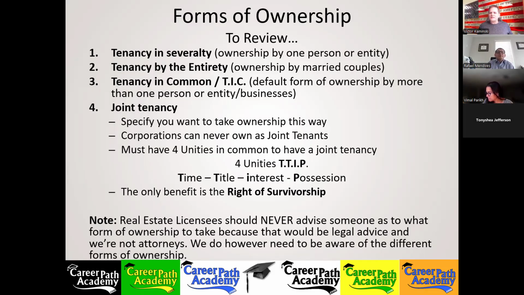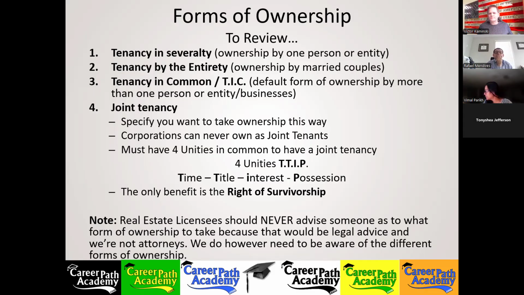So real estate licensees, once again, should never advise someone as to which form of ownership you should take ownership in. That would constitute legal advice, and we're not attorneys, so we don't do that. But if the question gives you a scenario and asks you what form of ownership this actually is, then you could go ahead and answer. Okay? Any "what form?" questions for me?